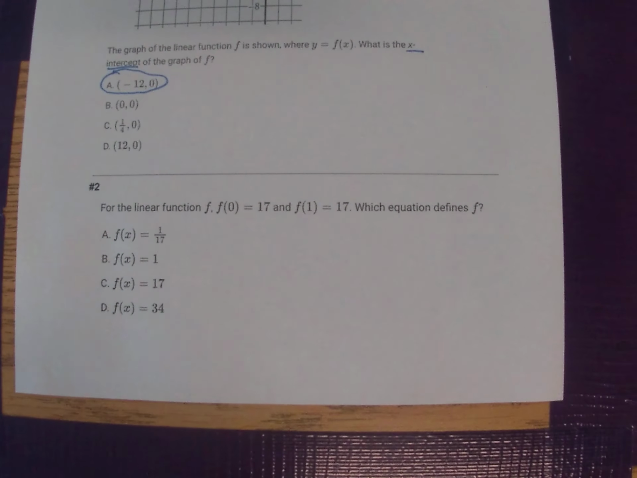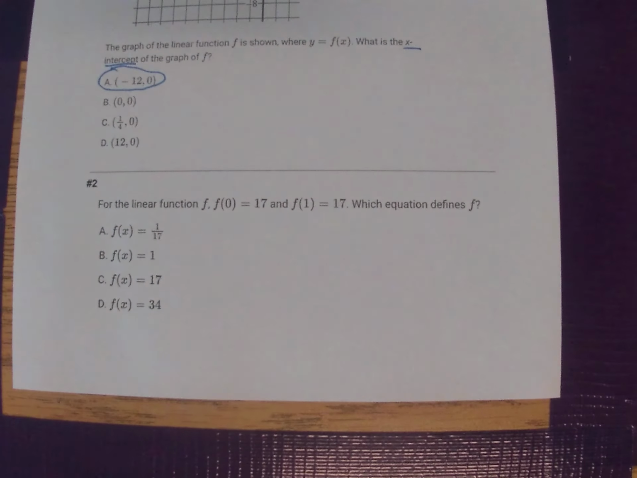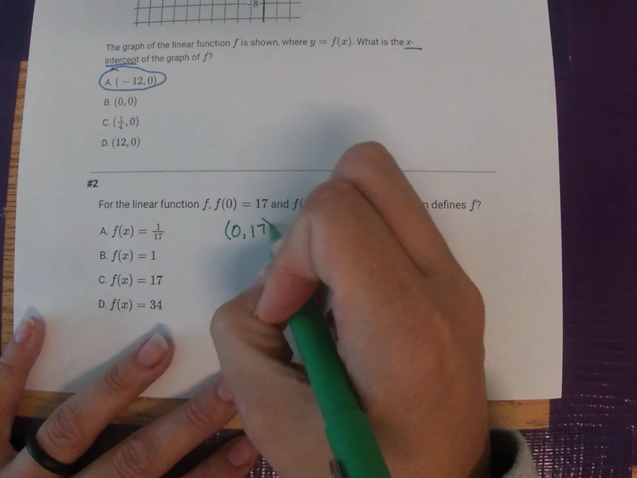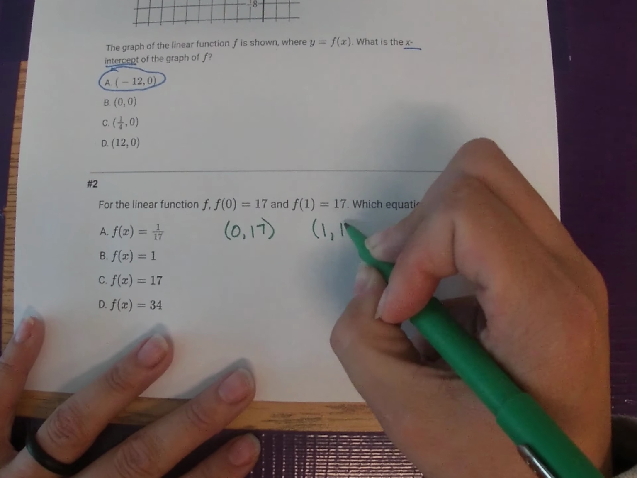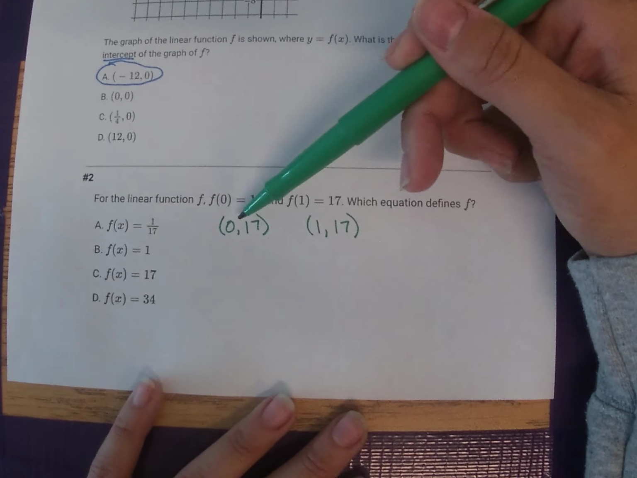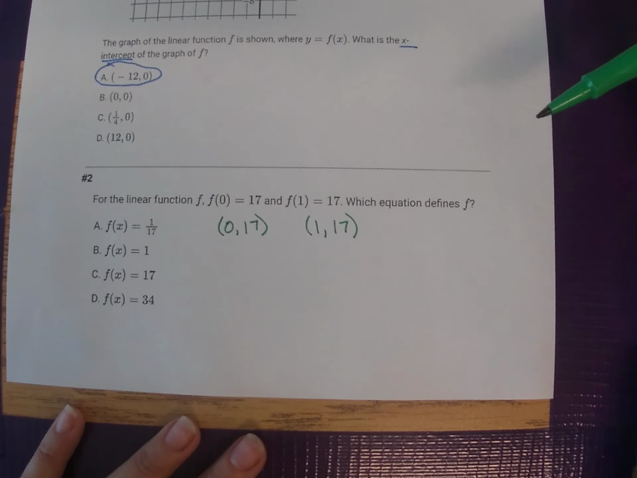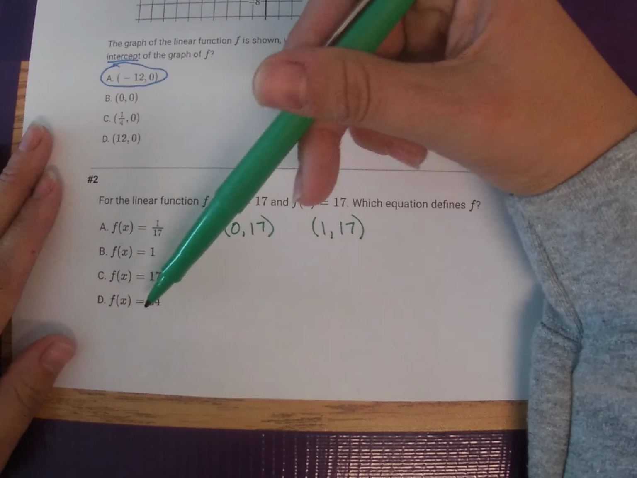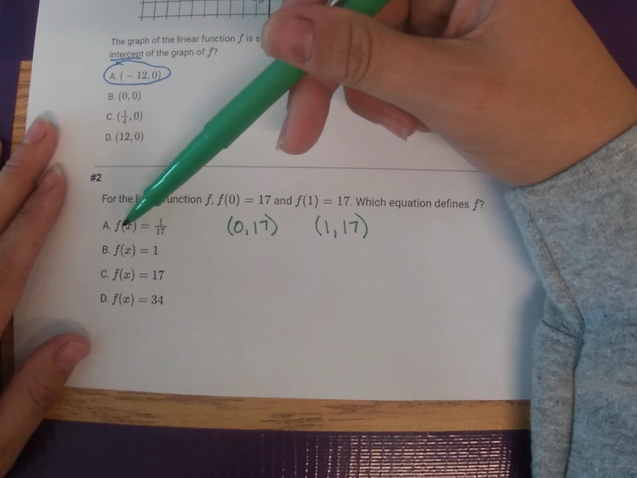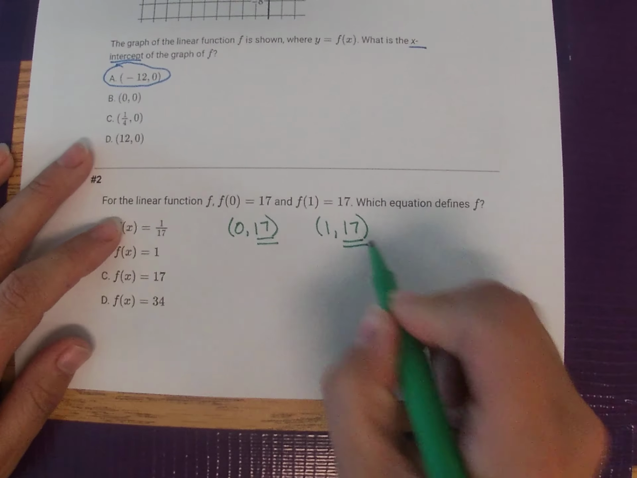Number 2, for the linear function f, we know that f of 0 equals 17 and f of 1 equals 17. In other words, we know that (0, 17) is a solution, and we know (1, 17) is a solution. So really what we need to do is take these values and plug them into each of these equations to figure out which one would give us the correct answer. The idea of plugging them in is a little tricky because there's no x value. So we need to know what value can I plug in for x that always gives me an output value of 17.